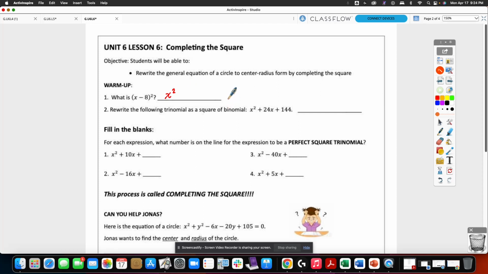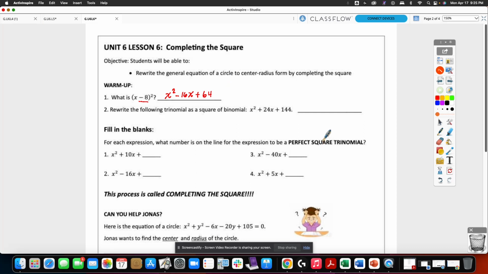Now for the middle term, you will have to multiply this by 2. So negative 8 times 2 would be negative 16. And then don't forget to include the x. And then the third term is always positive, and you have to square the 8. So 8 squared, or 8 times 8, will give you 64. So when you expand x minus 8 squared, you will get x squared minus 16x plus 64.